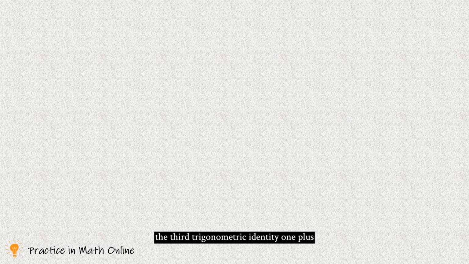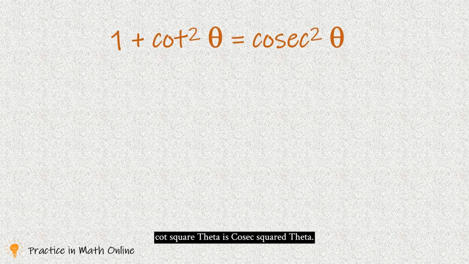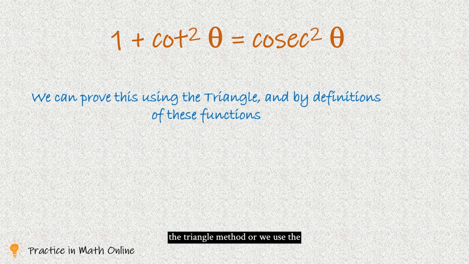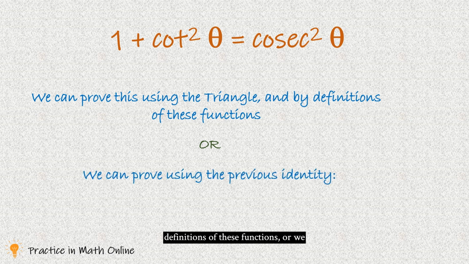Now we have the third trigonometric identity. 1 plus cot square theta is cosec square theta. Again, we do the same thing. Either we use the triangle method, or we use the definitions of these functions, or we prove it using the previous identity.